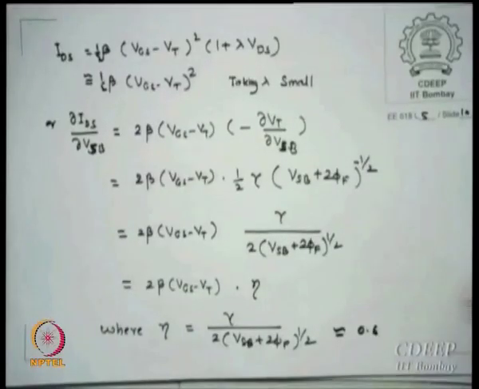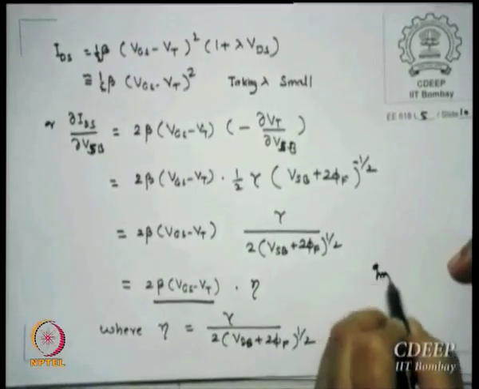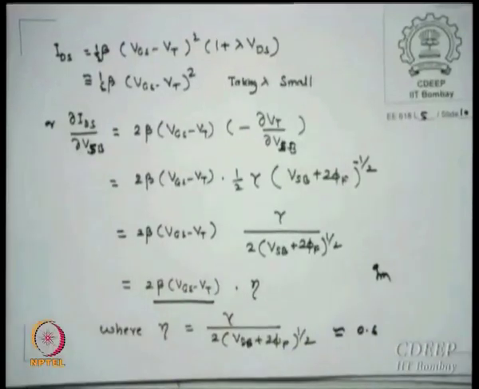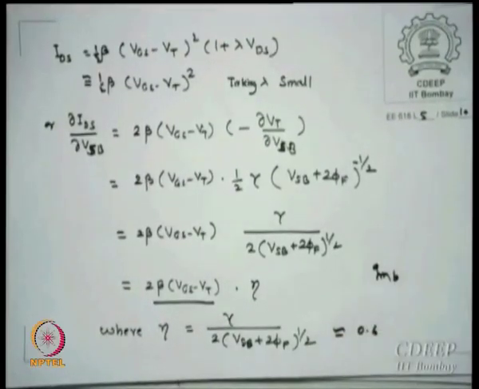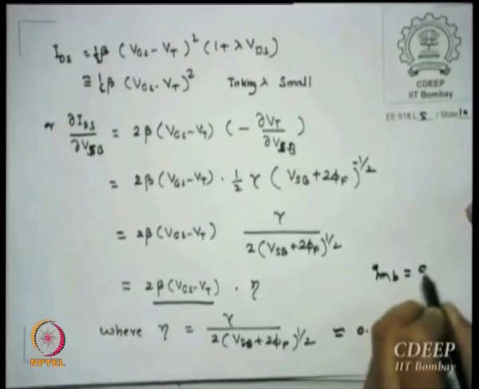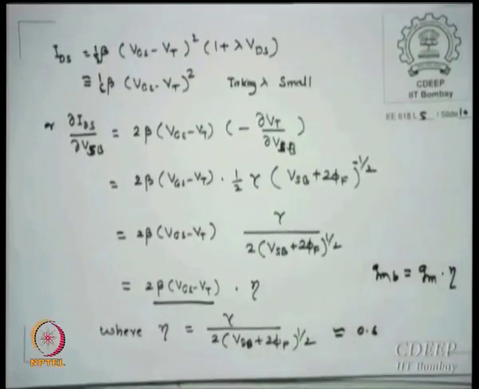And we will prove a little later that this term is GM, so this delta IDS by delta VSB, what name can I give you? It's also GM, but with bulk, or substrate, so I say GMB, the transconductance for the substrate bias, which is equal to GM times eta. We'll prove this. This is GM, but with substrate bias.